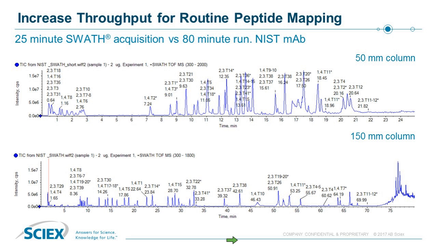So getting to the example of sample data that I've got here. We've taken a NIST digest and we've run it on 2 different gradients. So we have a 25-minute gradient here using a 5-centimeter column and an 80-minute gradient with a 15-centimeter column. Of course, the chromatography looks a little different for both of them. However, what I'm going to show you is that the data that we acquire from the 25-minute window is just as good as the data that we've acquired from the 80-minute.